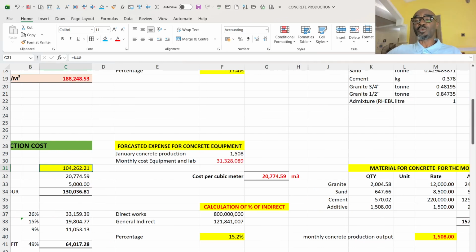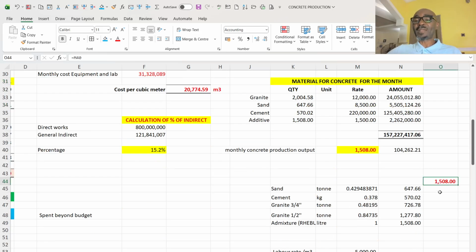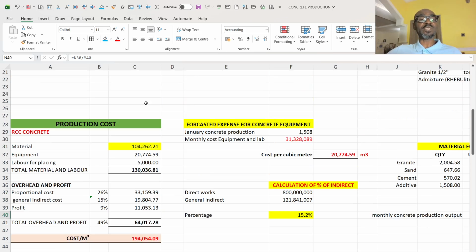So these are the volume of material that I require for 1,508 cubic meter, which is this. Then I brought it forward here, and I now apply the unit rates for granite, cement, and that gave me 157,227,114 naira, 17 naira 6 kobo. So I divided it by the total volume I casted for the month. It gave me 104,000 naira, which you're seeing here.